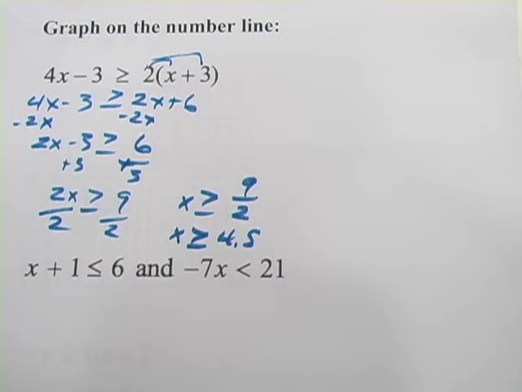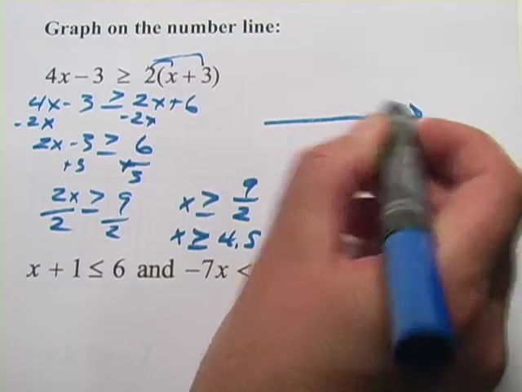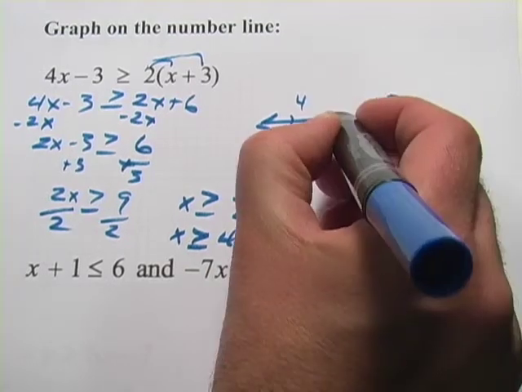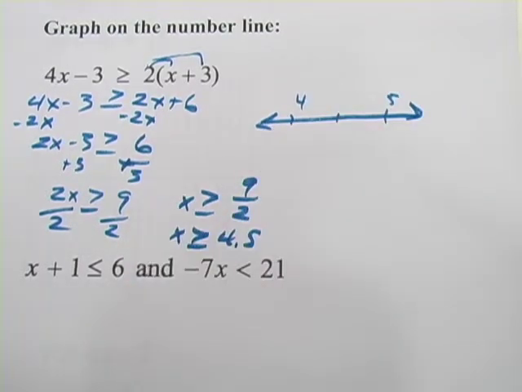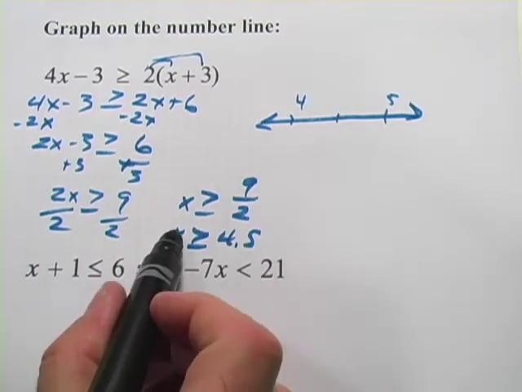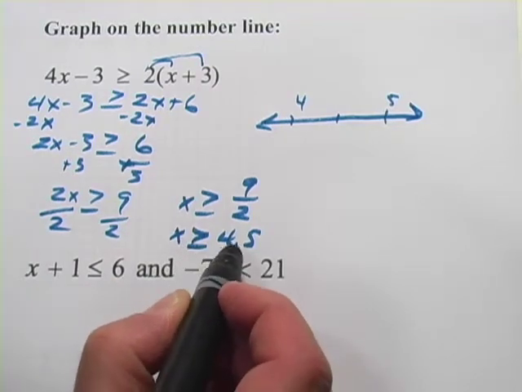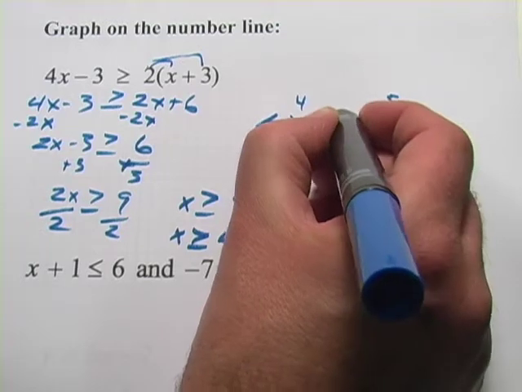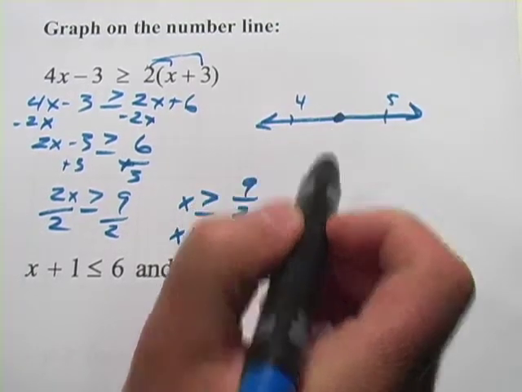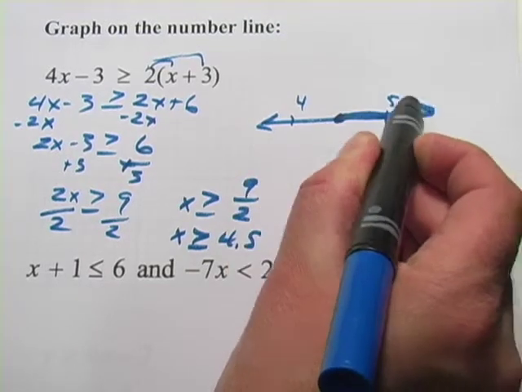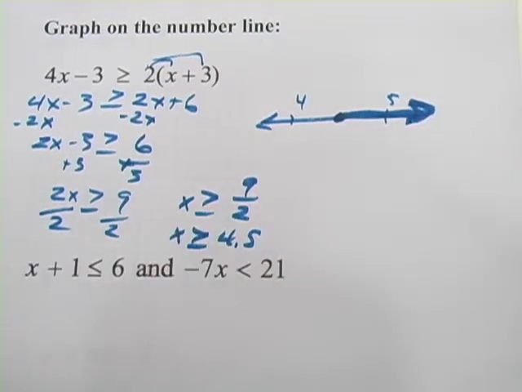So how do we graph this on the number line? I'm going to make a number line over here. I'm going to put in 4 and 5, and we'll call that 4.5 right in the middle there. Now it says x is greater than or equal to. Because of that equal to, it's going to be a solid filled in dot on the 4.5 because it includes that value. And then it's greater than, so everything over to the right is going to be shaded in. And that's how you graph that one.